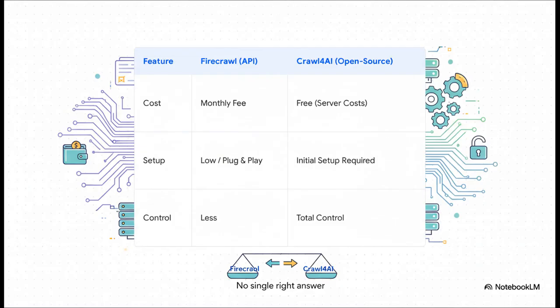Firecrawl, super low setup, incredibly convenient. But the cost is high and you give up some control. Crawl4AI, it's totally free to use and you have complete control over everything. But you do have to do some initial setup on your own server. See, there's no one right answer. It completely depends on your project, your budget, and your team.